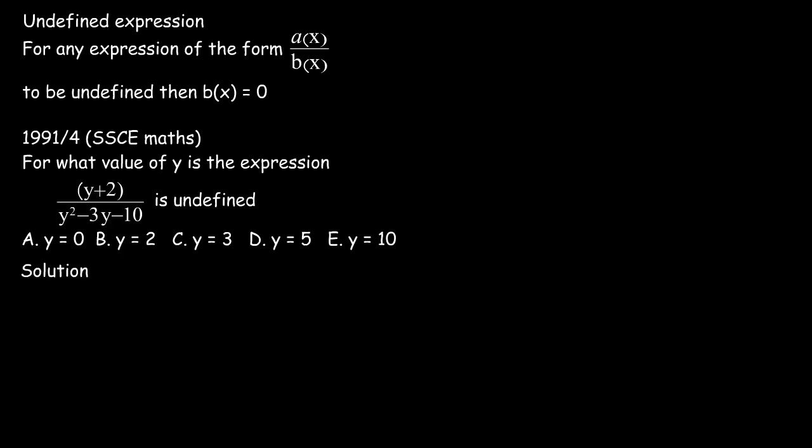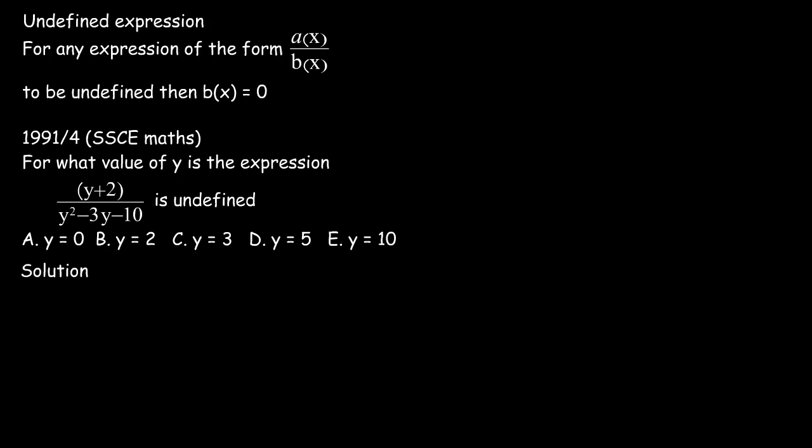It states: for what value of y is the expression (y plus 2) divided by y squared minus 3y minus 10 undefined? And as we have stated earlier, for our expression to be undefined, our denominator should be equal to 0. Now the very first thing we are going to do is to simplify our denominator and see if we can simplify the entire expression further before equating the denominator to 0.